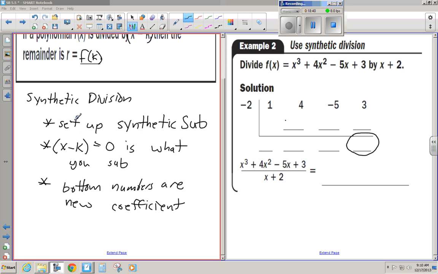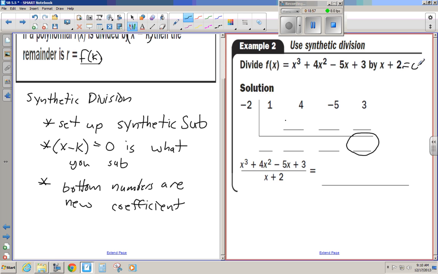But what you're going to do is, for synthetic division, you're going to set up synthetic substitution. So notice 1, 4, negative 5, 3. Then x minus k equals 0 is what you substitute. So if you set this equal to 0, then the x value is negative 2, which is what you are substituting. Then these bottom numbers are the new coefficients. And you're going to see how that works out here in just a minute.